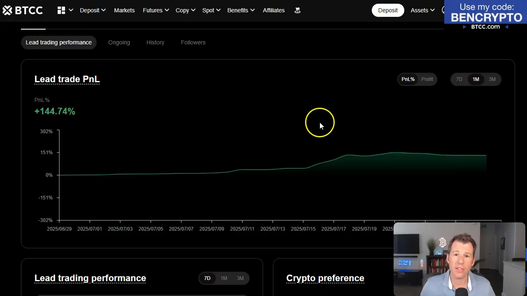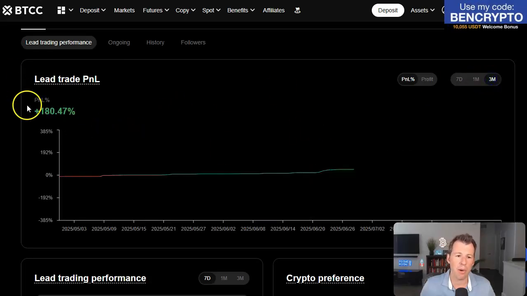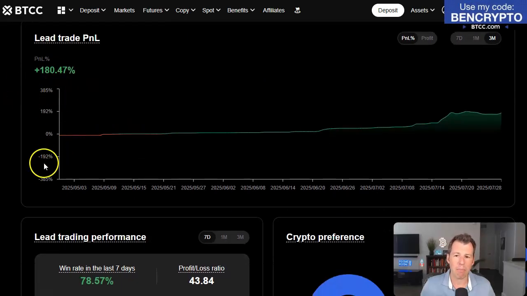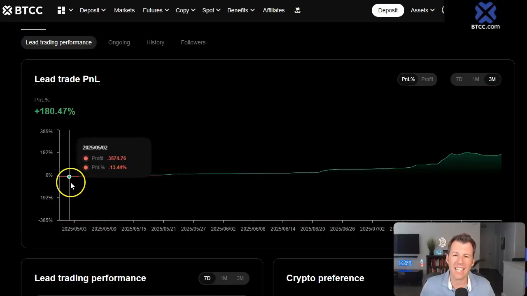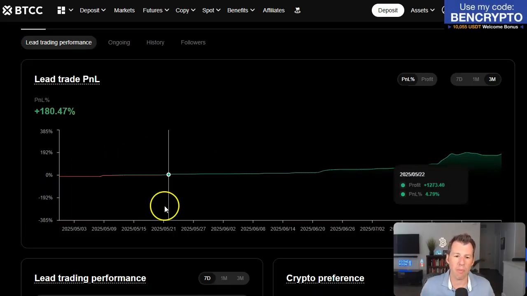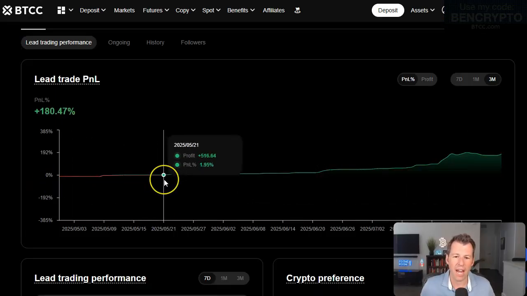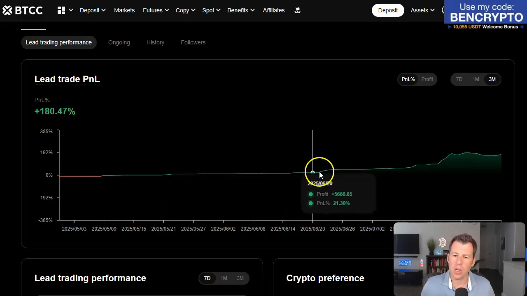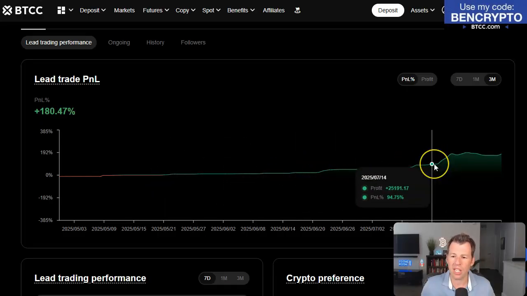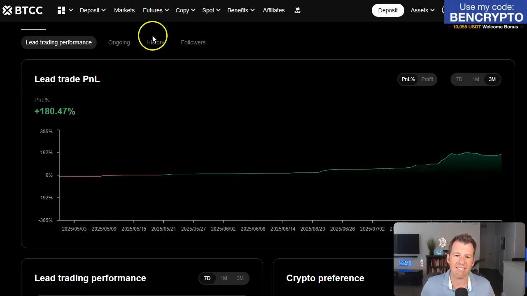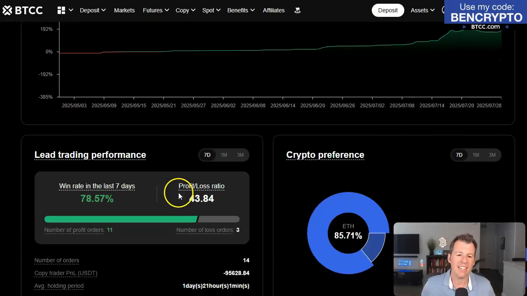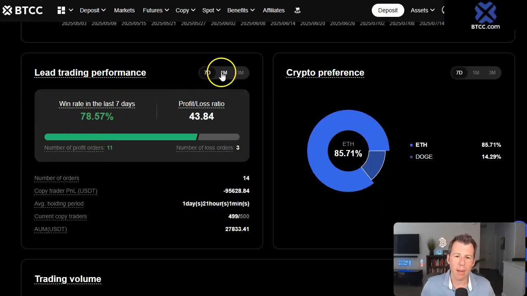In the last 1 month, he's up 144%. In the last 3 months, he's up 180%. So he's been pretty consistent over the last 3 months. Most of the first month, he was flat or up a little. Then in month 2, he was up a little bit more. And then it looks like he's really found his stride in the last month, even though in the last week, he's kind of flat.